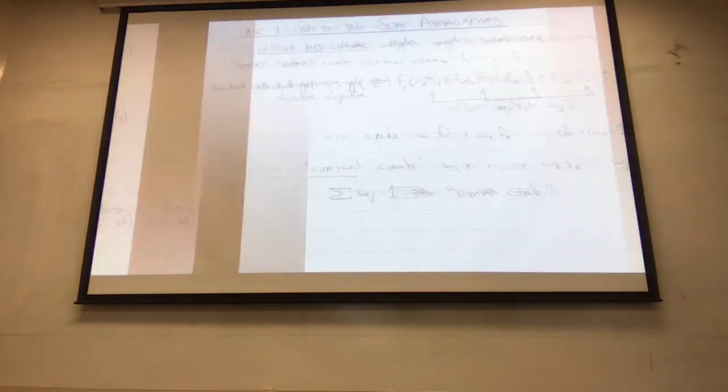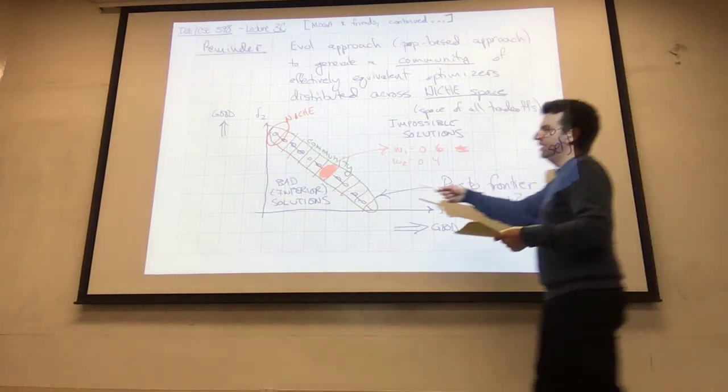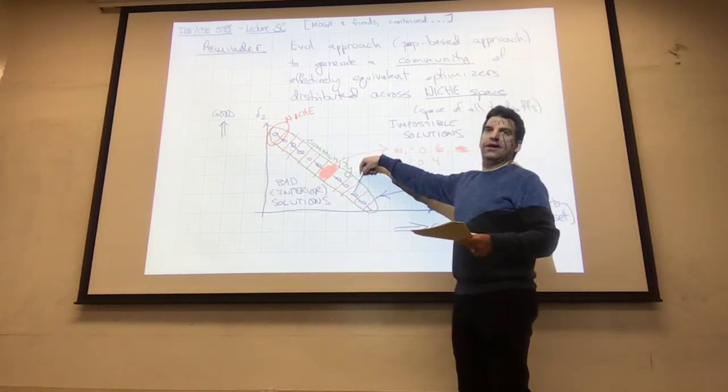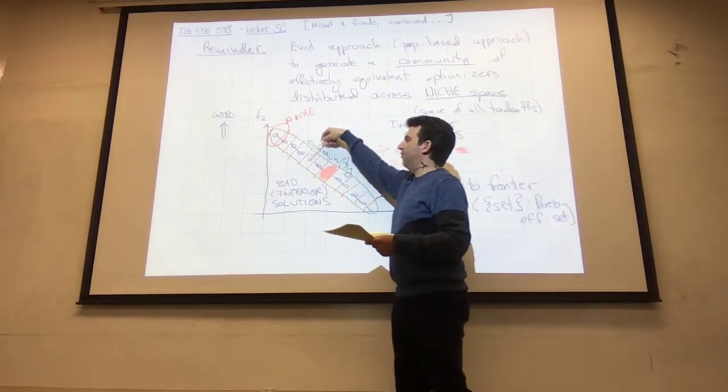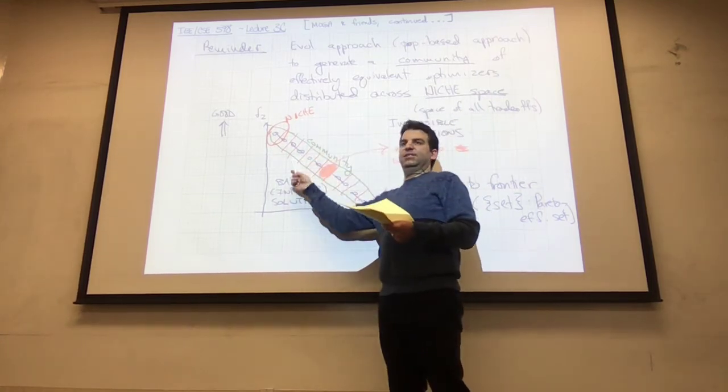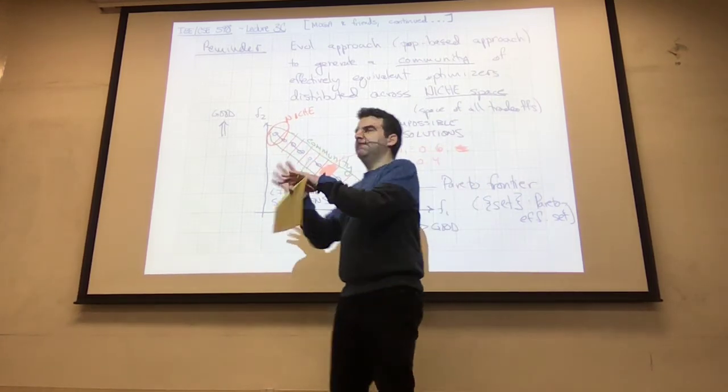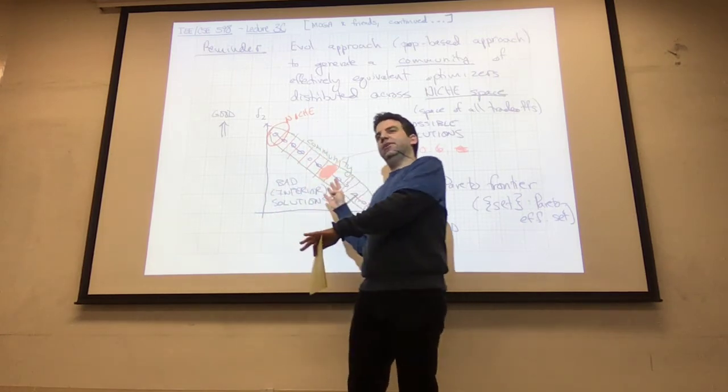When you say two solutions, you mean if I find one here and one down here? Yeah. Well, what am I going to do? If I just mix these two, you'll be mixing in decision space, not in criteria space.